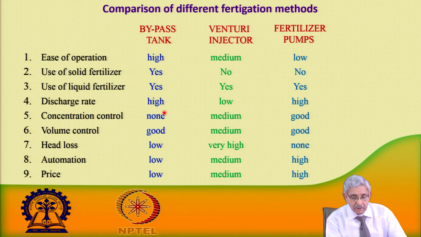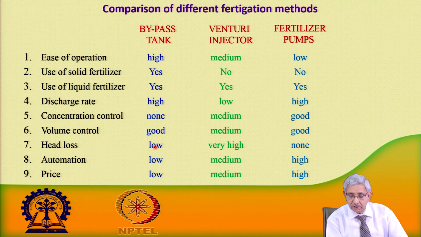Discharge rate is high in the case of the bypass arrangement. In the case of fertilizer pumps, it requires a high discharge rate. Venturi injector, it is relatively low. Concentration control, we cannot have any concentration control in the bypass tank; it is initially high and then it starts diluting because we keep on adding water. It is medium and it is good. Volume control, it is good, medium and it is good.